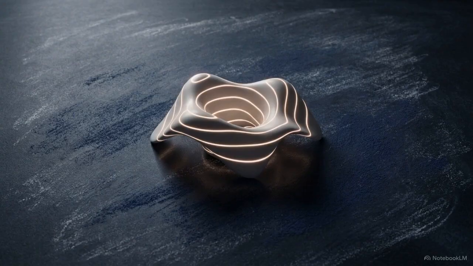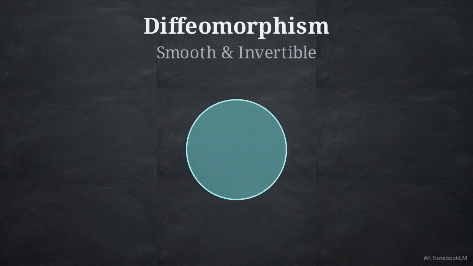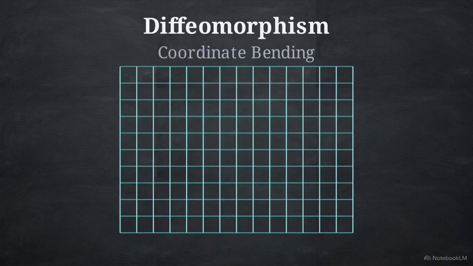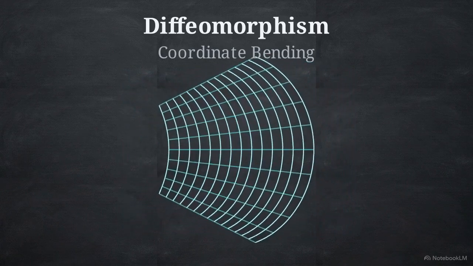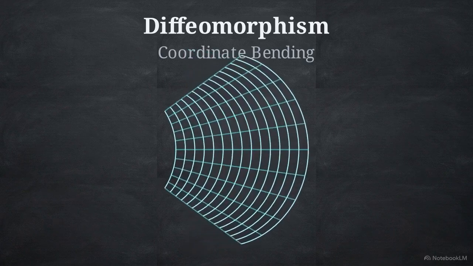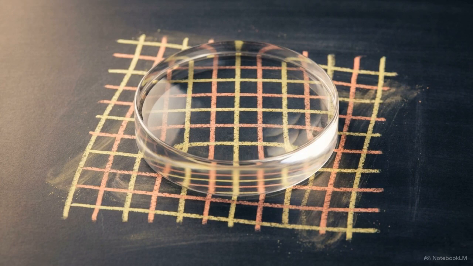To handle these singular points, we need a mathematical tool called a diffeomorphism. This is a smooth mapping that is completely invertible, and its inverse is also smooth. Think of diffeomorphisms as coordinate grid benders. As this Cartesian grid smoothly morphs into polar coordinates and back, notice that no lines overlap and nothing tears. The fundamental topology is preserved. These grid benders act as our conceptual lenses.